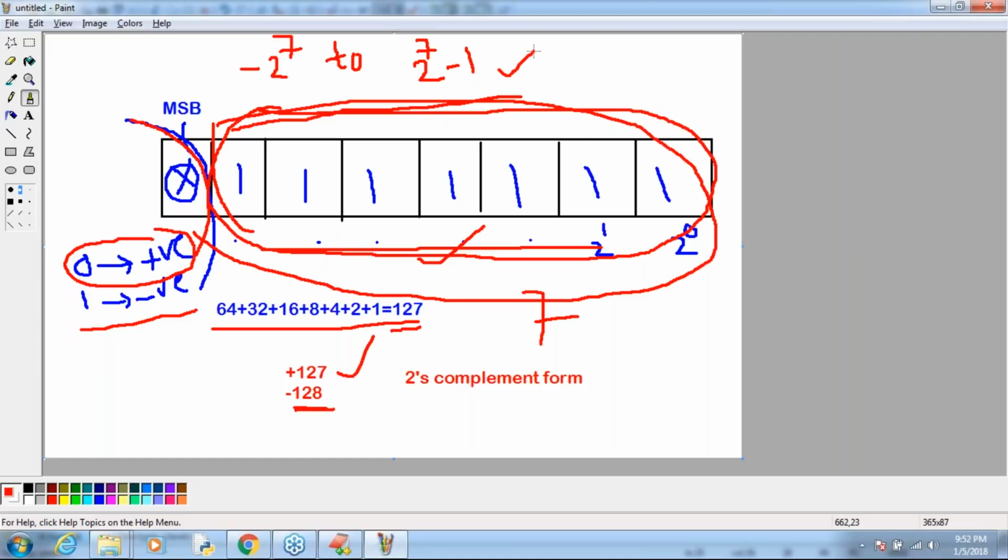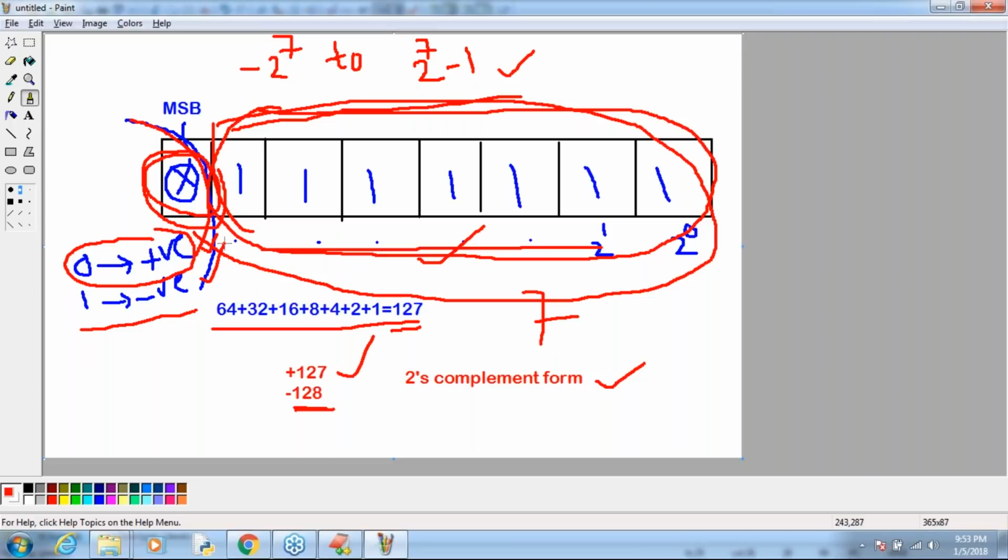Positive numbers will be represented directly in memory. Negative numbers will be represented in 2's complement form. Remember that. Next, what is the most significant bit? The most significant bit is the sign bit. 0 means a positive number, and 1 means a negative number. Clear, right? Now, what is the next terminology?